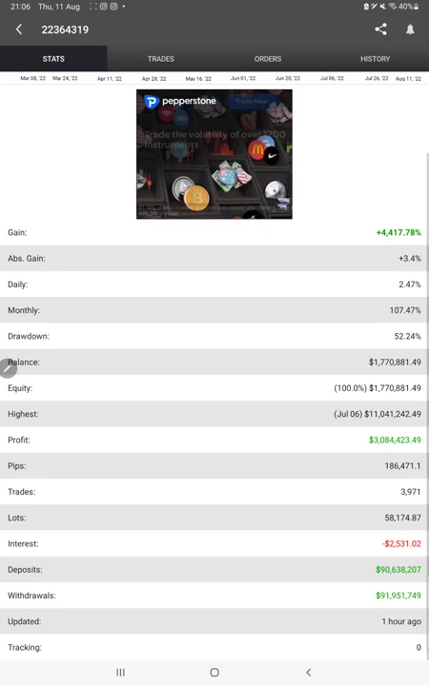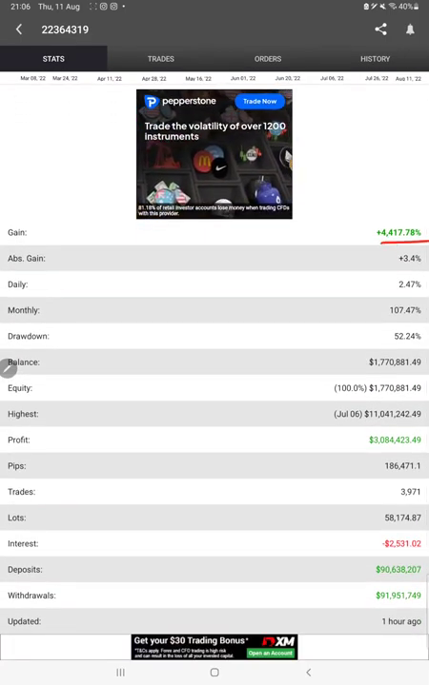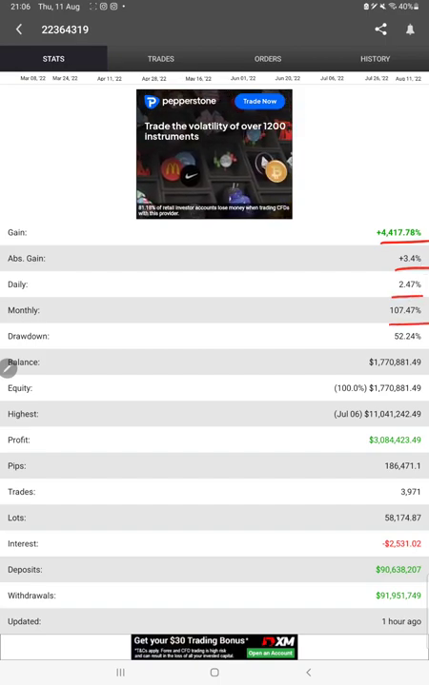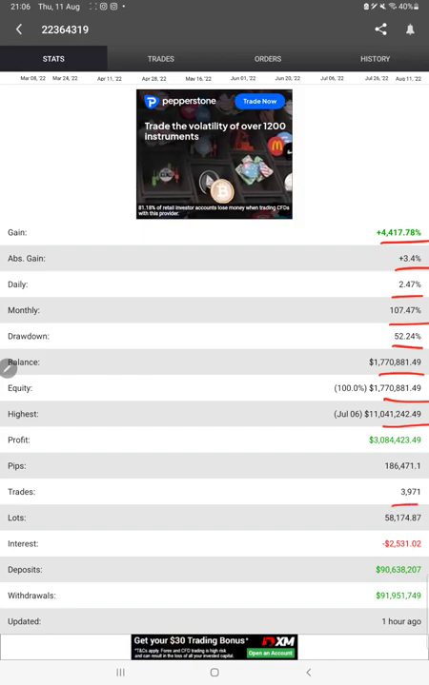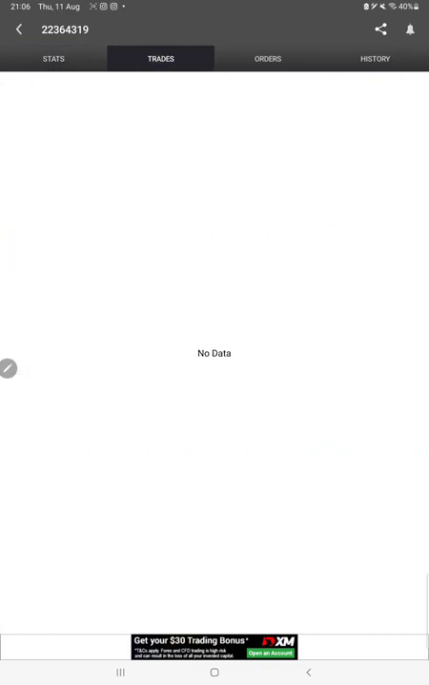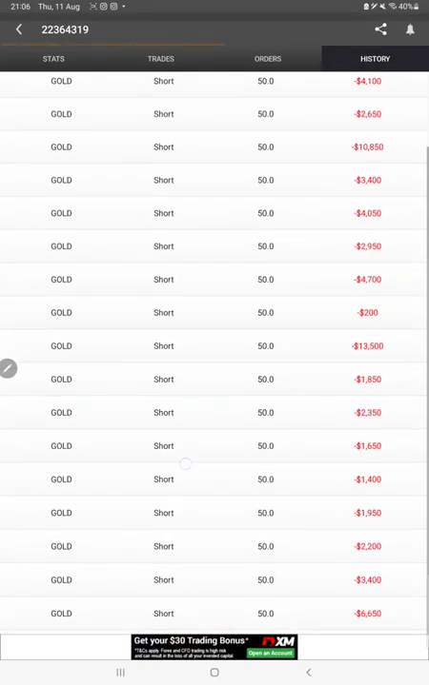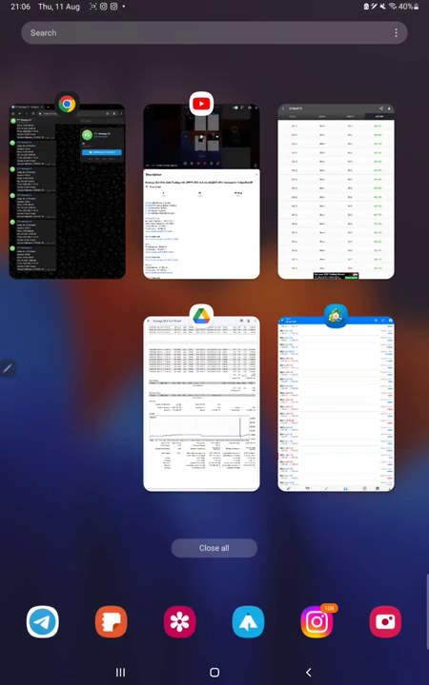Also the FXBook is connected, so we can check the complete details like total percentage of gain, absolute gain, daily return, monthly return, drawdown, current balance, equity, profit pips that we have achieved, and one hour ago it was updated. We can also see the open trades here, verify the pending orders, and in history we can see how much lot size we have traded, how much profit and loss we have made. All these details are available here.